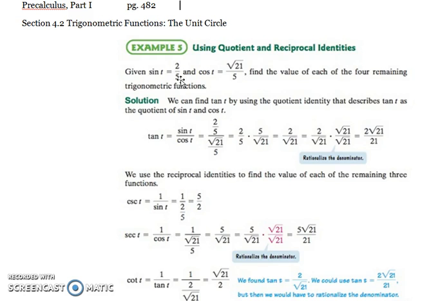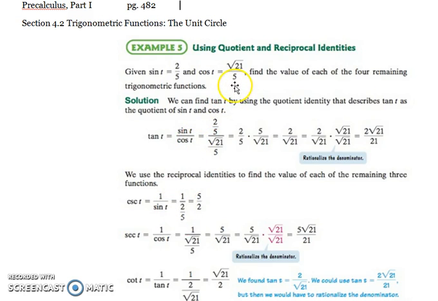What you have to be careful of is the square root. So for example, if sine is 2/5 and cosine is square root of 21 over 5, the cosecant, which is the reciprocal of the sine, would be 1 over the sine, which is 2/5. And then to divide by a fraction, you actually multiply by the reciprocal. So you would be multiplying 1 by 5/2.